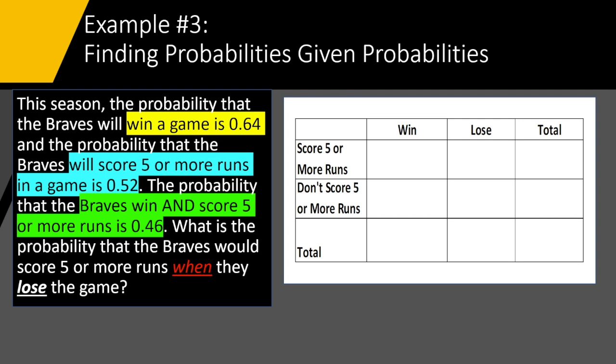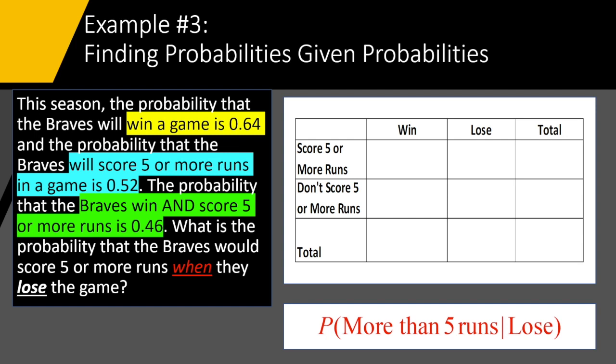Of course, you could write that they score less than 5 runs. Either one of those is fine, but they're always a yes-no situation. And then start to fill out your table. And then keep in mind what the question is asking is for conditional probability when they lose the game. So given that they lose the game. So when is kind of another keyword for given. So given that they lose, what's the probability that they would score 5 or more runs?